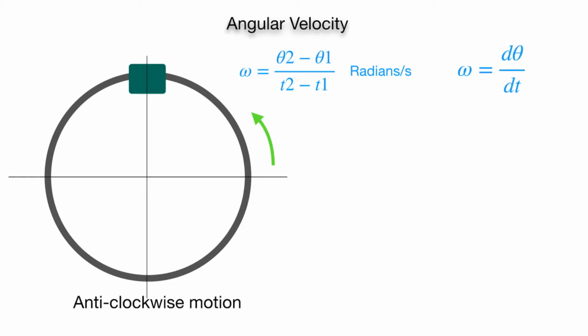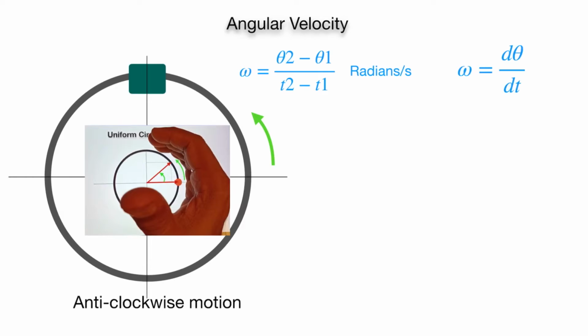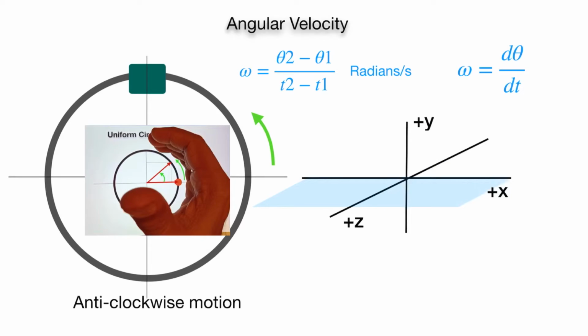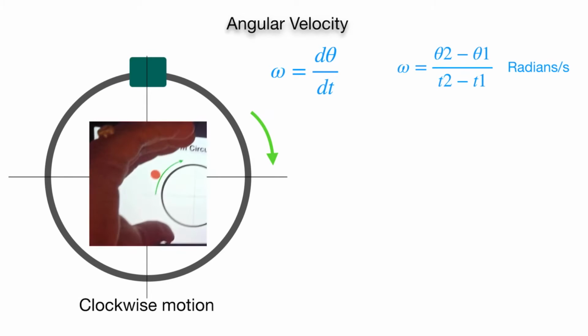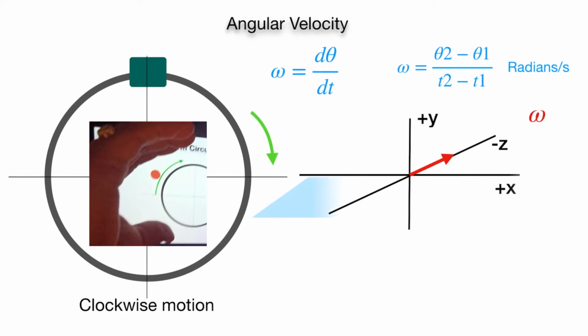The direction of angular displacement, angular velocity and angular acceleration is given by the right hand thumb rule, and it's always along the axis of rotation. It is positive or negative depending on the anticlockwise or clockwise direction. In case of anticlockwise direction, as in this case, as per right hand thumb rule, the angular displacement or angular velocity is positive, in the positive z direction. While in the case of clockwise circular motion, as per right hand thumb rule, the angular displacement and angular velocity are in the minus z direction along the axis.